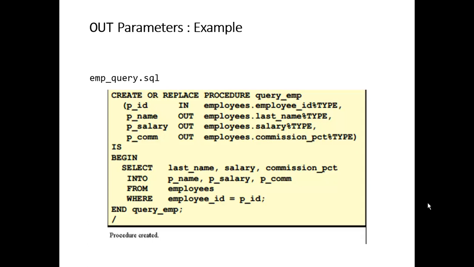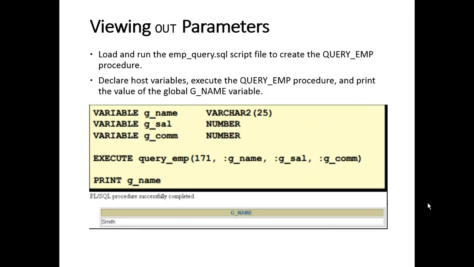You can see the difference with the previous one, like in parameters. Viewing out parameters. Load and run the emp_query.scl script file that you wrote to create the query_emp procedure. Declare host variables, execute the query_emp procedure, and print the value of the global d_name variable. And you can retype this source code.